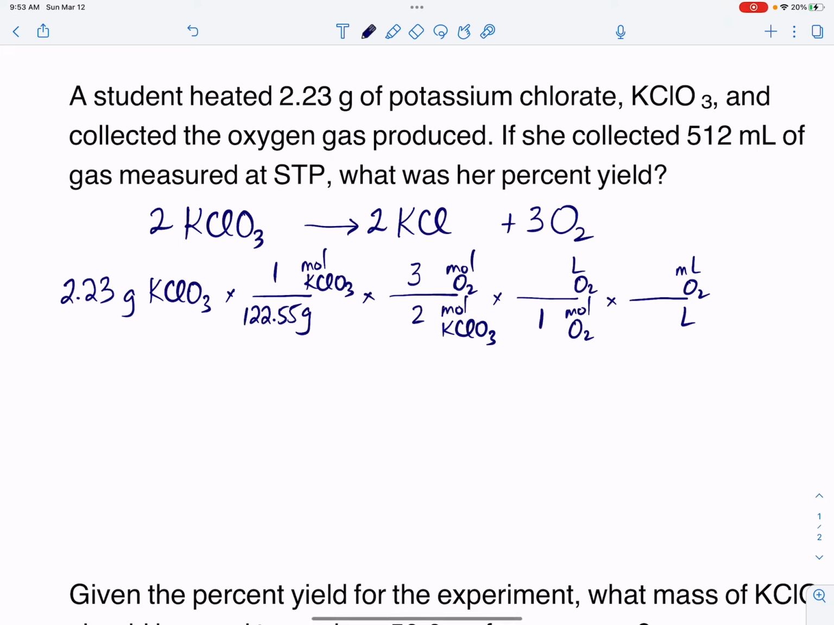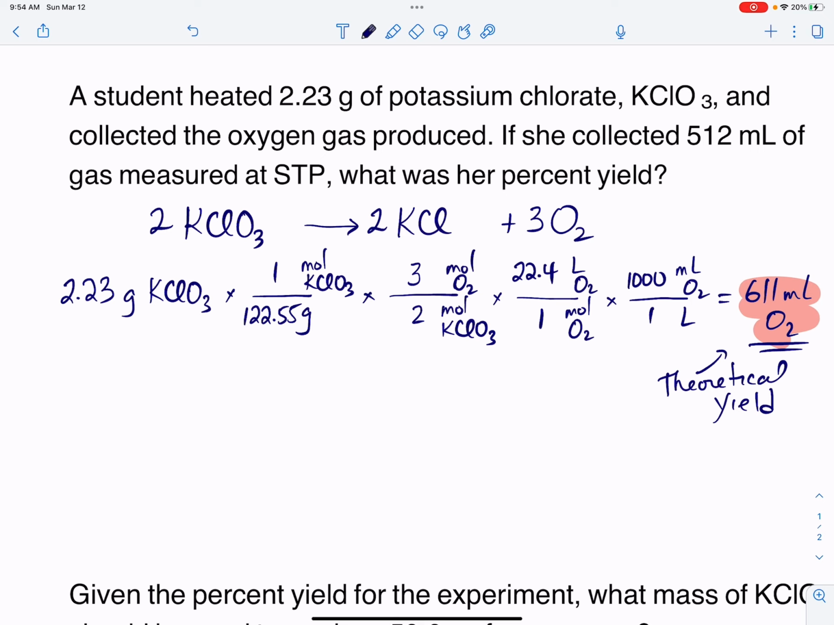So according to our unit multipliers, let's do the calculation on our calculator. The theoretical yield of the oxygen should have been 611 milliliters produced. So this is what our stoichiometry calculation predicts. This is our theoretical yield.